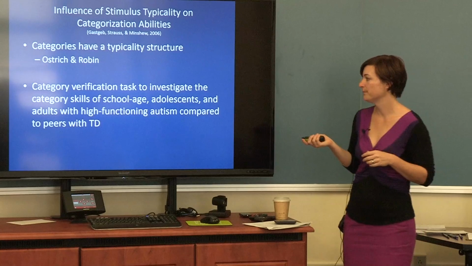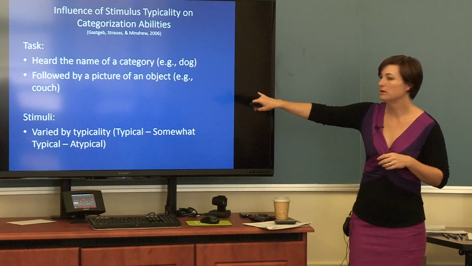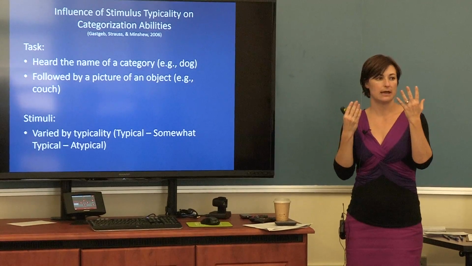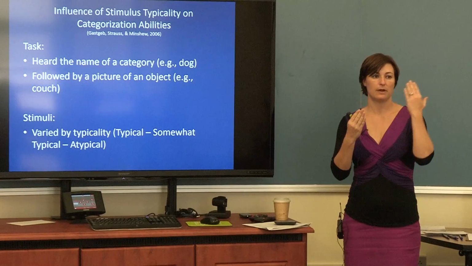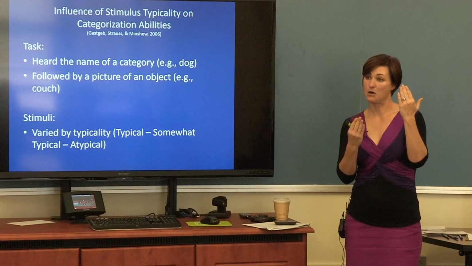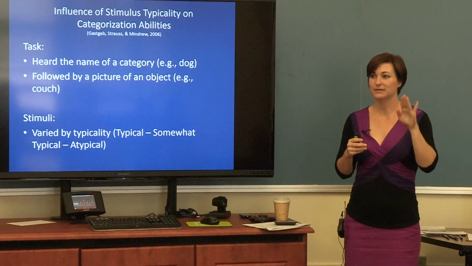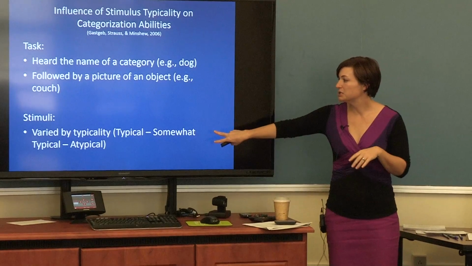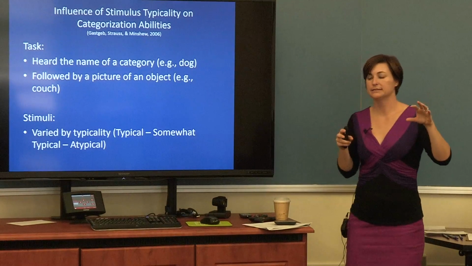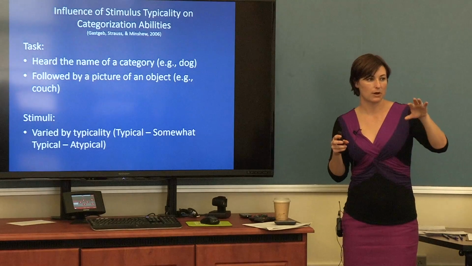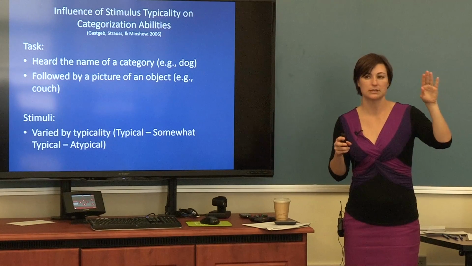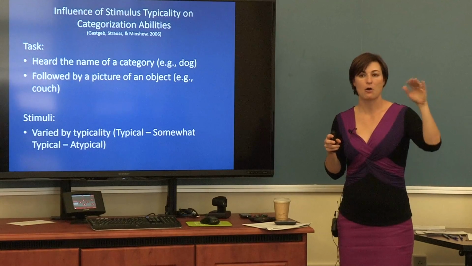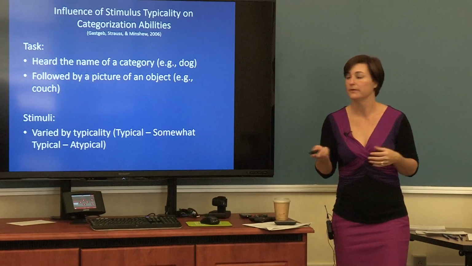And so we can then see, are there differences in how the categories are being structured when we've equated the two groups for language? In the task, they heard the name of a category, such as dog, and then they would see a picture up on the computer screen. If they hear dog, they may see something like a couch, and then they press a button to say whether it was correct. So this is a dog, yes or no. She varied the categories by typicality. Within each category, there were atypical, somewhat typical, and typical category members, to determine how accuracy and reaction times varied.